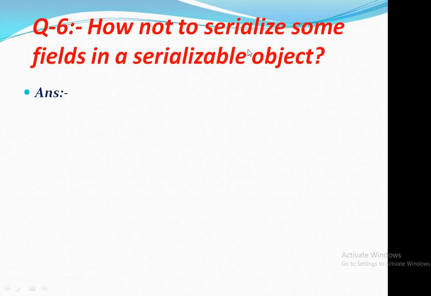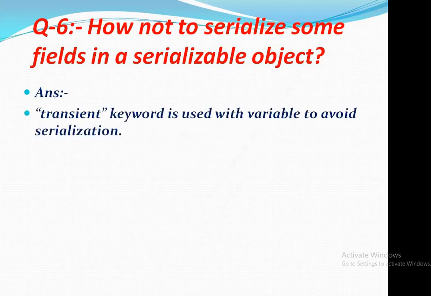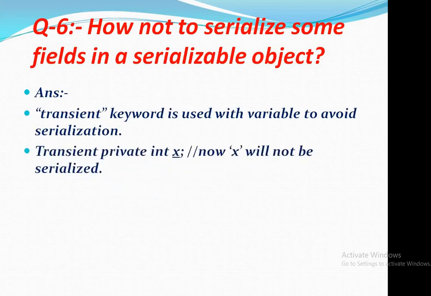How not to serialize some fields in a serializable object? That is, if we don't want to serialize some fields, then what should we do? There is a keyword called transient. The transient keyword is used with a variable to avoid serialization. If we want to avoid serialization for some field, we can use the transient keyword, like transient private int x. Now x will not be serialized.